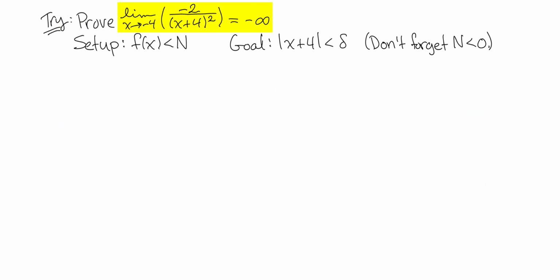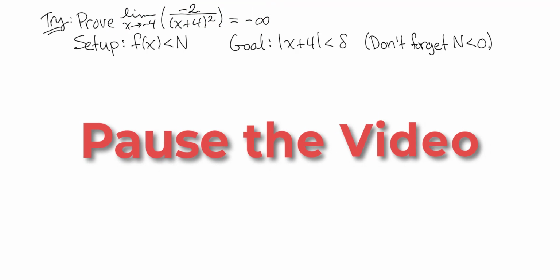Prove the limit as x approaches negative 4 of negative 2 over the quantity x plus 4 squared equals negative infinity. I'd like you to pause the video and try this one on your own. I've already started the setup and the goal for you. Keep in mind that n is a negative number, and I'll go over it here in a moment.